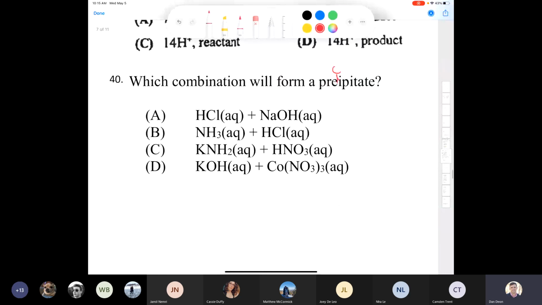All right, let's take a look at these. We got HCl and sodium hydroxide, ammonia and HCl. What else do we have? We got potassium amide and nitric acid, and then we have potassium hydroxide and cobalt nitrate. You know, I'm going to throw this out there to my students. Does anybody have an idea which one of these would give you a precipitate?